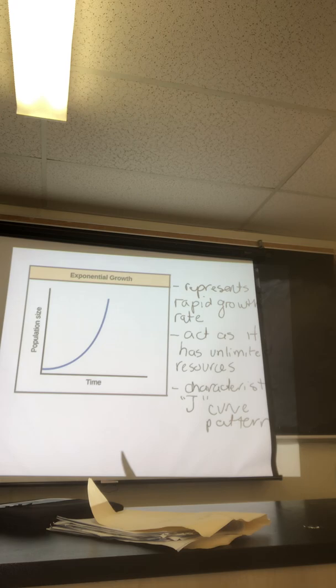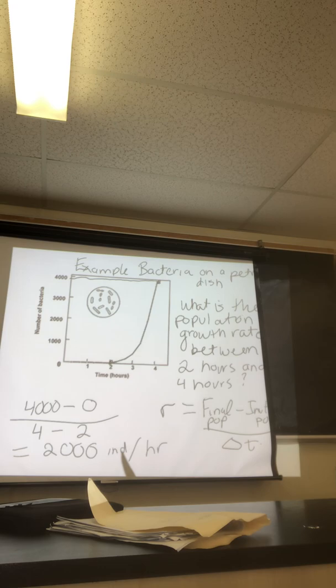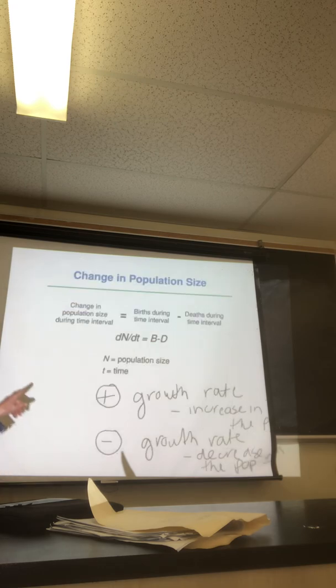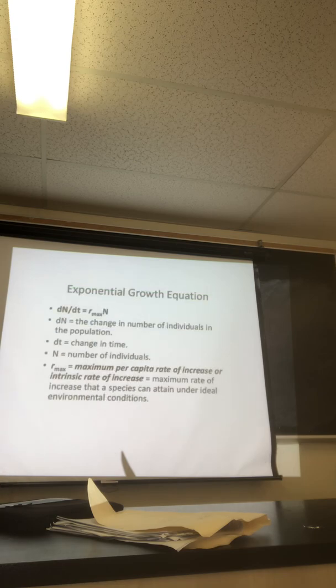So are you guys comfortable with the difference between exponential growth and a population? You know what it means, like it's a J curve, right? It's rapid growth. Bacteria was the example that we used. Okay, you're not gonna have to worry about this. I'm not asking you this formula, but you do need to know this one.